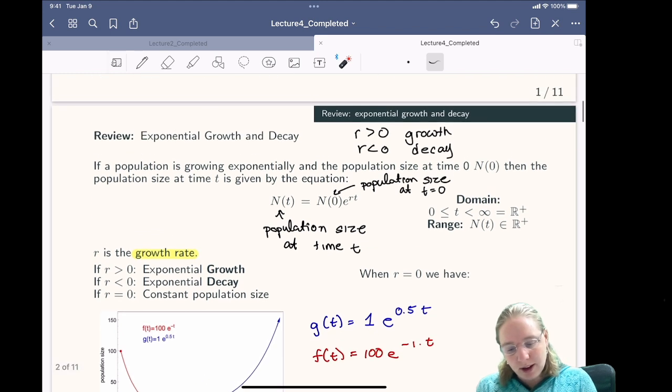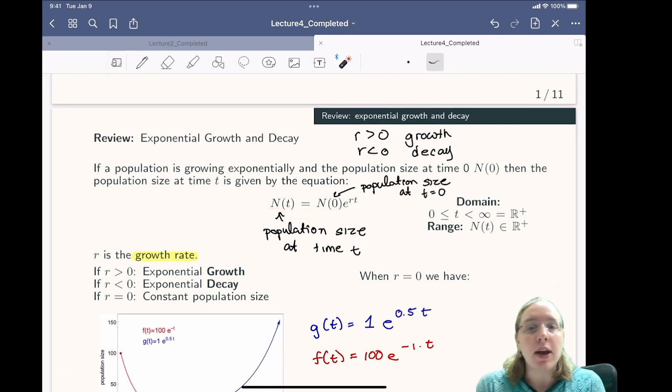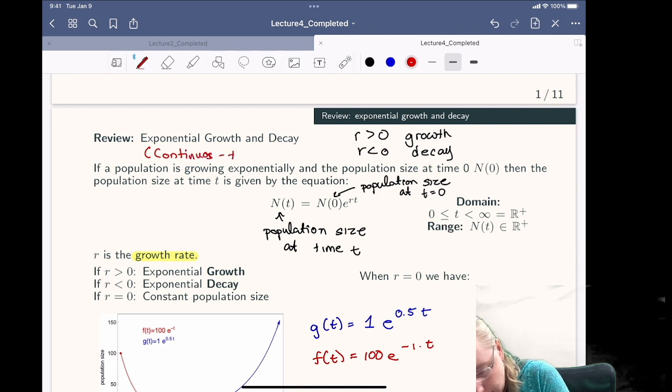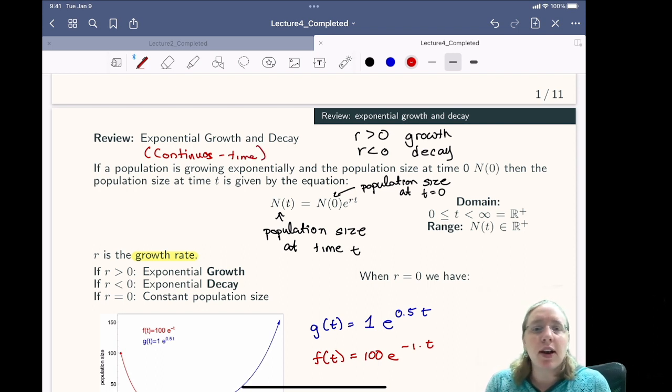So this model that I've introduced is known as exponential growth, and in particular, it is a type of exponential growth known as continuous time exponential growth. Continuous time is a good way of describing populations that reproduce continuously, like bacteria or humans. Babies can be born at any minute of any day.